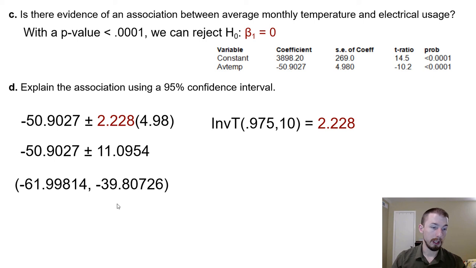Okay, so because 0 is not contained within that confidence interval, of course, we think that there is a difference between the two, so there is evidence of an association, and we're 95% confident that the true slope of the regression of the actual population is between those two values.